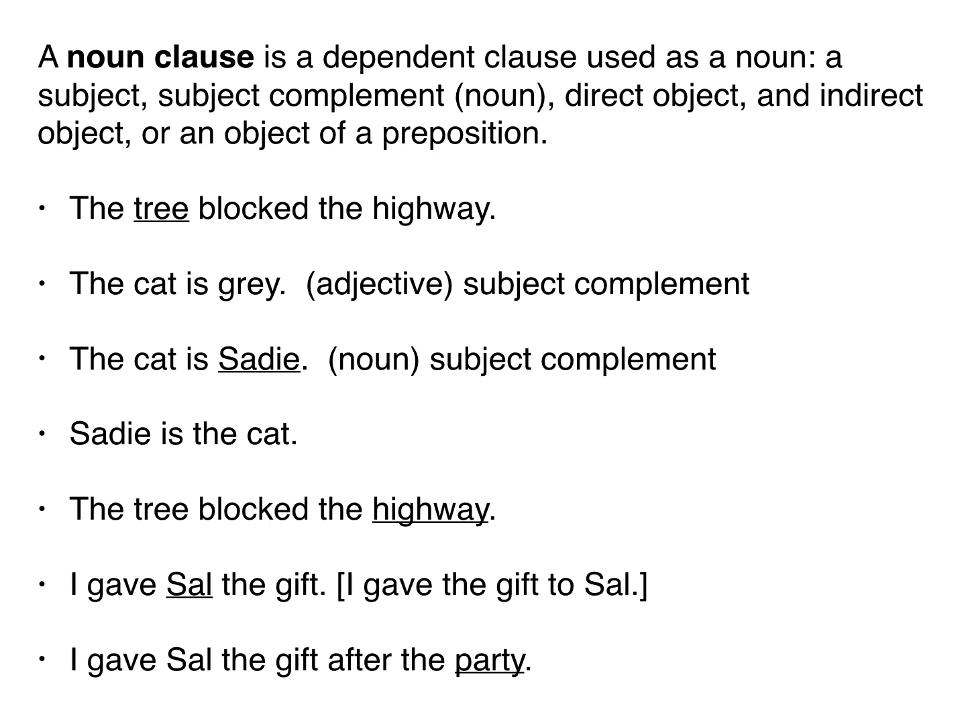Now we have one more function that we need to review. I gave Sal the gift after the party. After the party is actually a prepositional phrase, right? So what does that have to do with nouns? Well, a prepositional phrase starts with a preposition, in this case, after, but there is also one other vital component in a prepositional phrase, and that is the object of the preposition, and that is a noun. In this case, the noun is party. So a noun can also act as the object of a preposition.